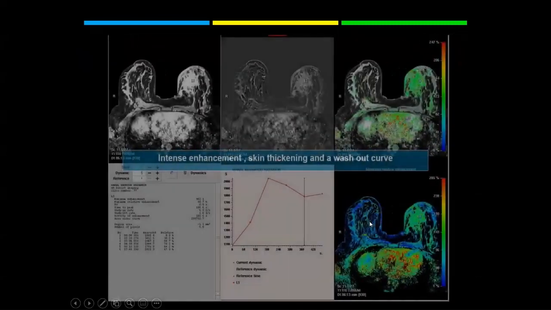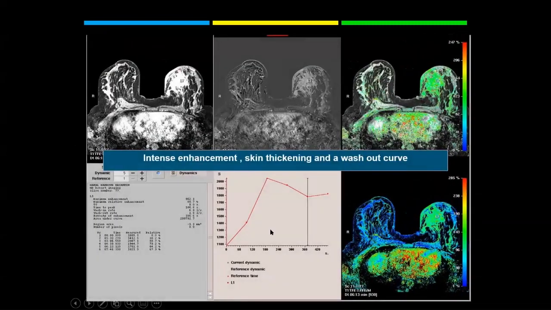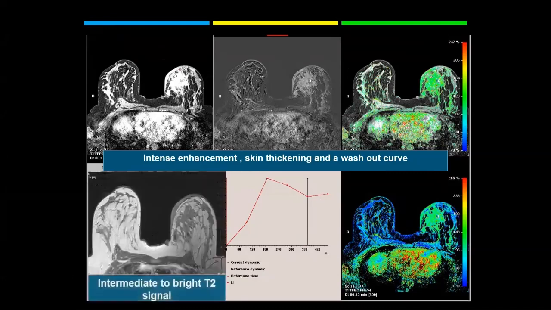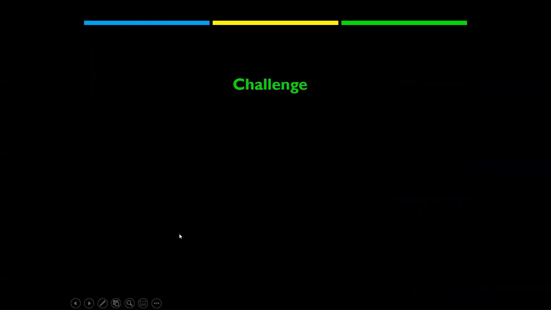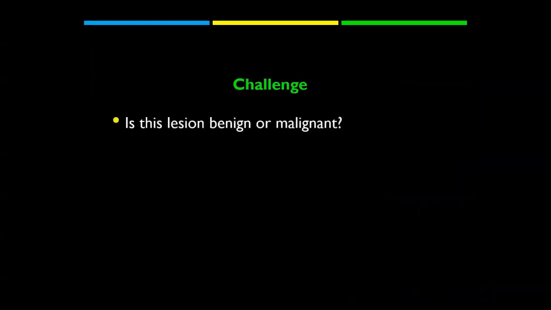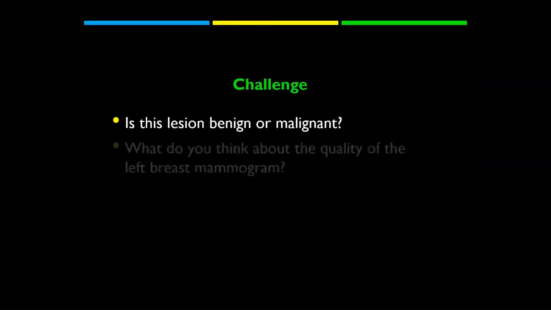This was her MRI examination, and on MRI, we saw intense regional non-mass enhancement with overlying skin thickening. And when we plotted the time signal intensity curve, there was a washout curve. Going back to the T2 weighted images, we found that the corresponding area showed a bright T2 signal. And the challenge in this case, is this lesion benign or malignant?